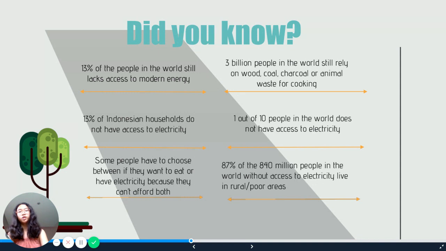13% of Indonesian households do not have access to electricity, and 1 out of 10 people in the world does not have access to electricity. Some people have to even choose between if they want to eat or have electricity because they can't afford both. 87% of the 840 million people in the world without access to electricity live in poor areas.